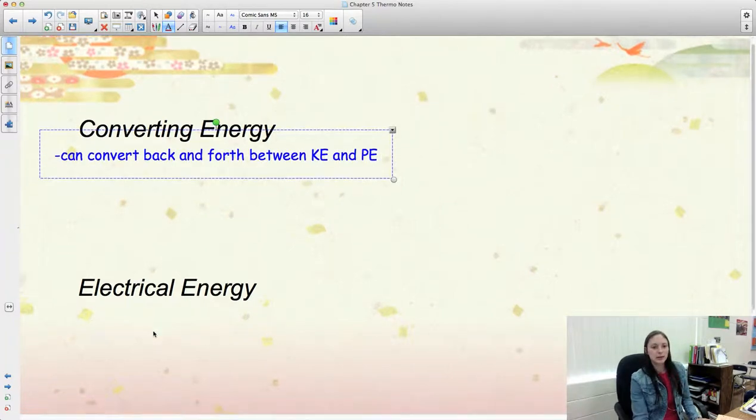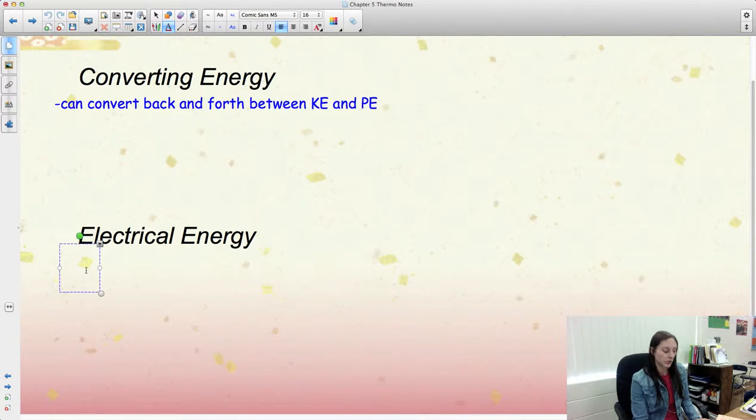And the last type is electrical energy. Electrical energy has to do with the energy due to electrical charges, protons and electrons, and it depends on the magnitude of your particular charge and how close the charges are together.